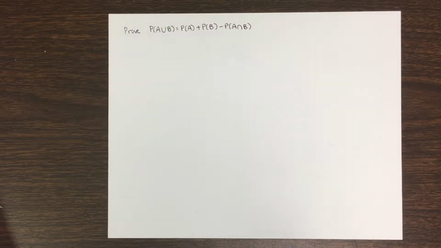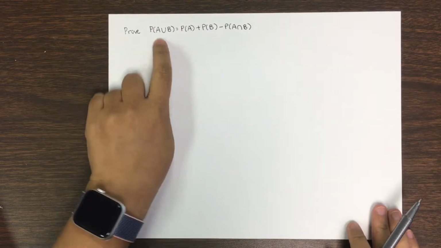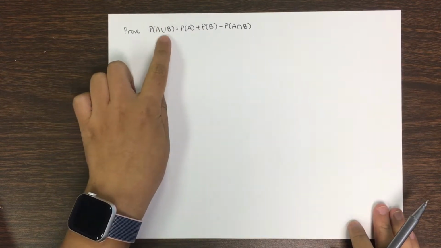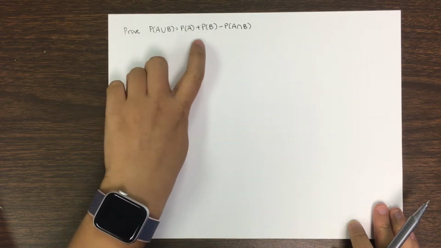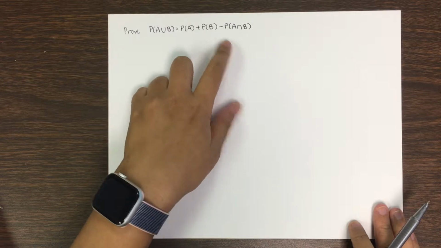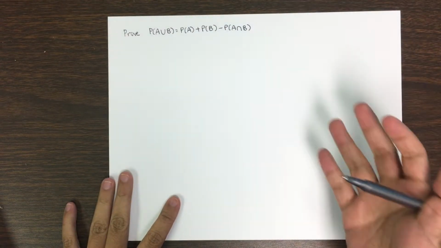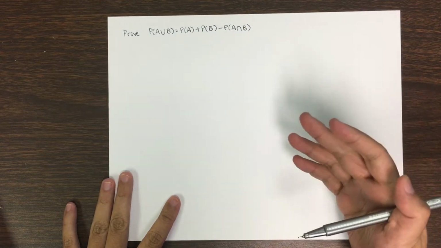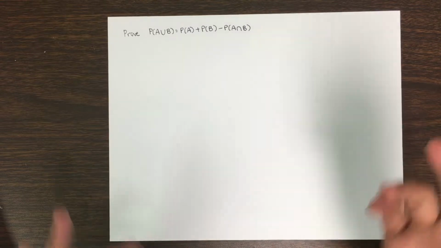Okay, so let's try to prove the property that the probability of A union B is equal to the probability of A plus the probability of B minus the probability of A intersect B. So we know that A and B are events, and therefore there's some subset in the sample space. So we can have two cases.